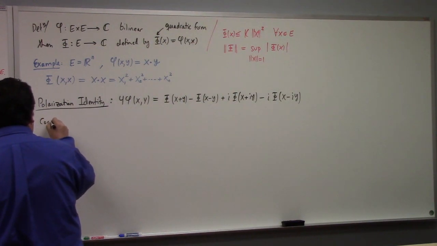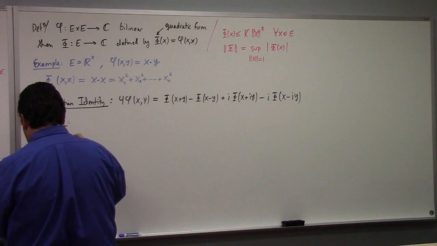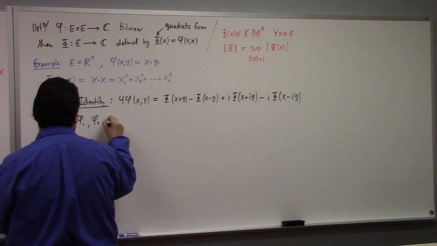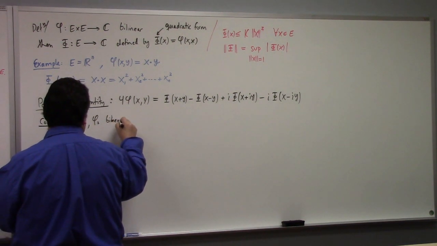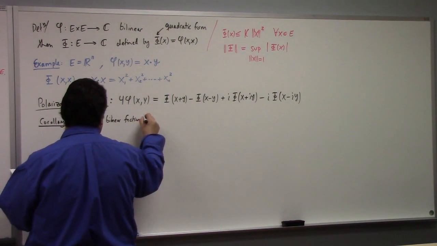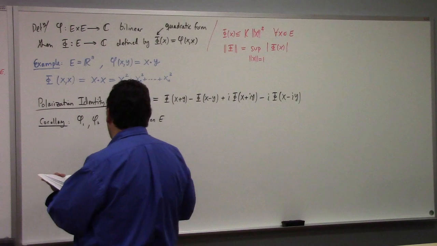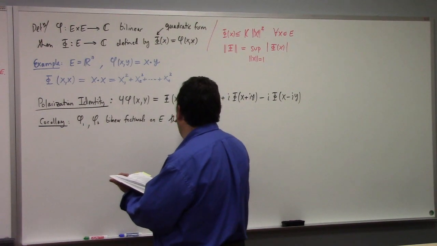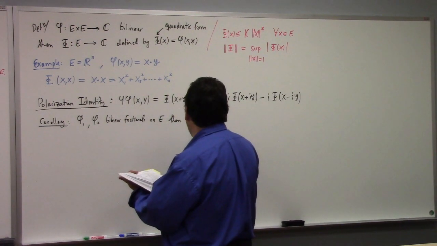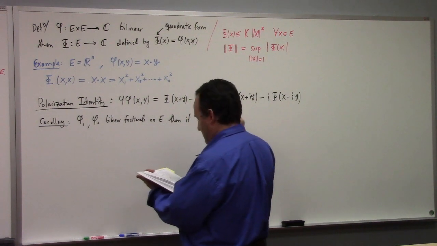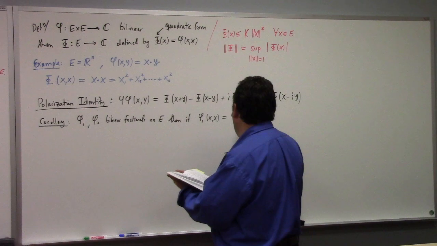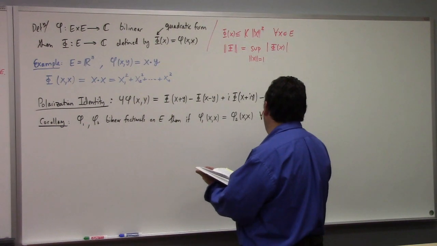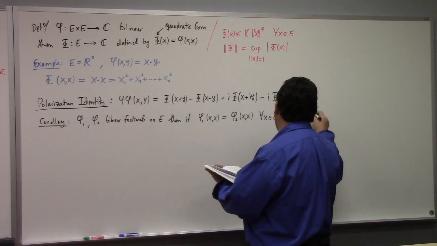So the corollary to this is: if you have phi 1 and phi 2 bilinear functionals on E, then if big phi 1 of x, x is equal to big phi 2 of x, x for all x in E, that implies that phi 1 is equal to phi 2.